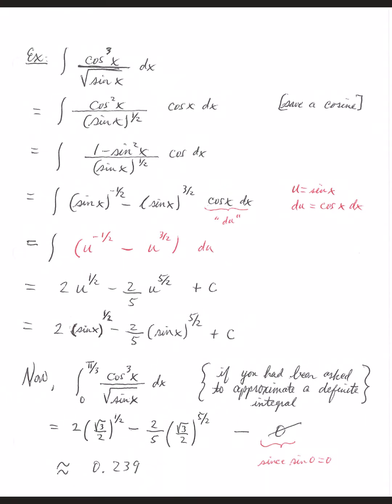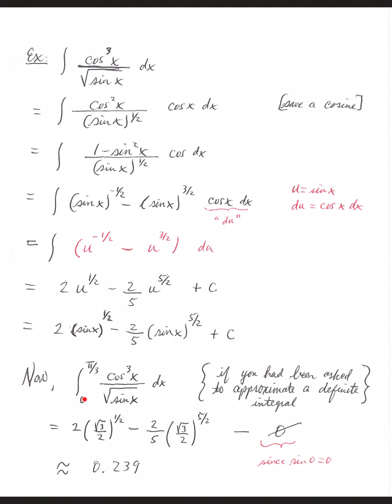Now let's see how that plays out. Sine of pi over 3, so that's 2 sine pi over 3, which is square root of 3 over 2, to the half, minus 2/5 sine of pi over 3, that's still square root of 3 over 2, so minus 2/5 square root of 3 over 2 to the 5 halves.